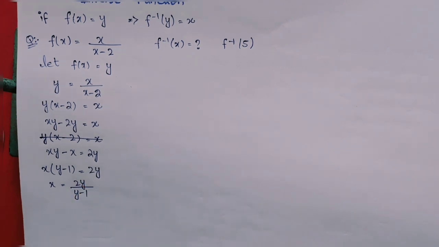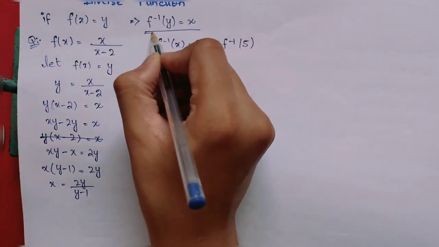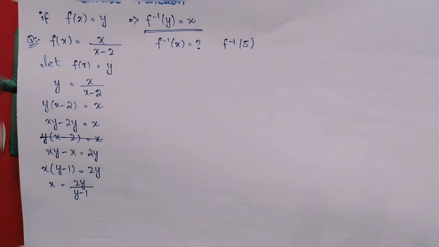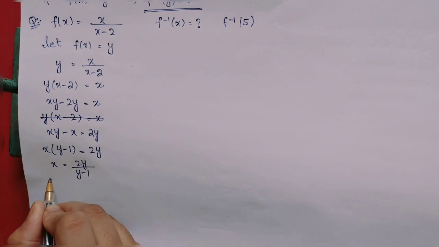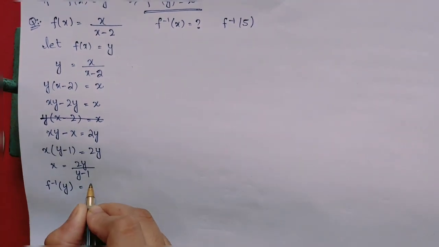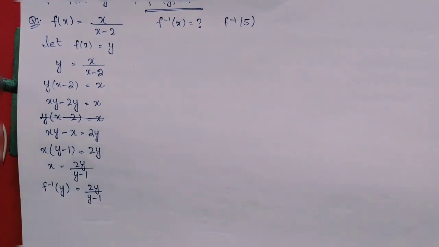Okay, now see what you know. f inverse of y is equal to x. Again it is equal to x. So what we can do, we write instead of x here, it is equal to f inverse of y as well. So f inverse of y is equal to 2y over y minus 1. I hope you will get my point, and when we do another example, you will understand it more easily.